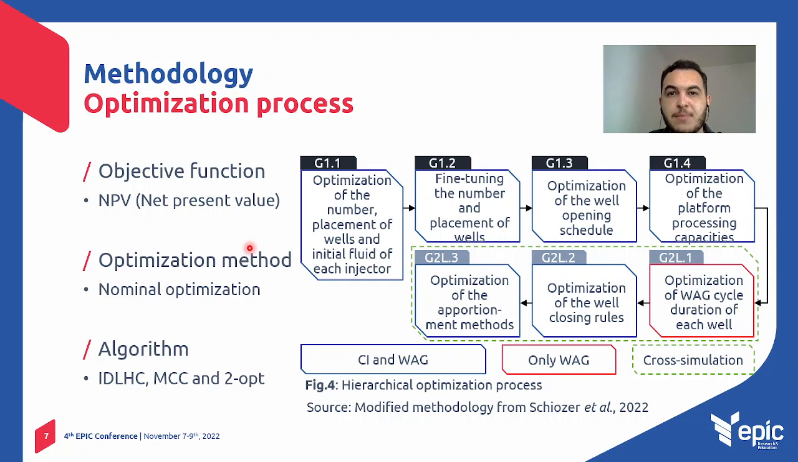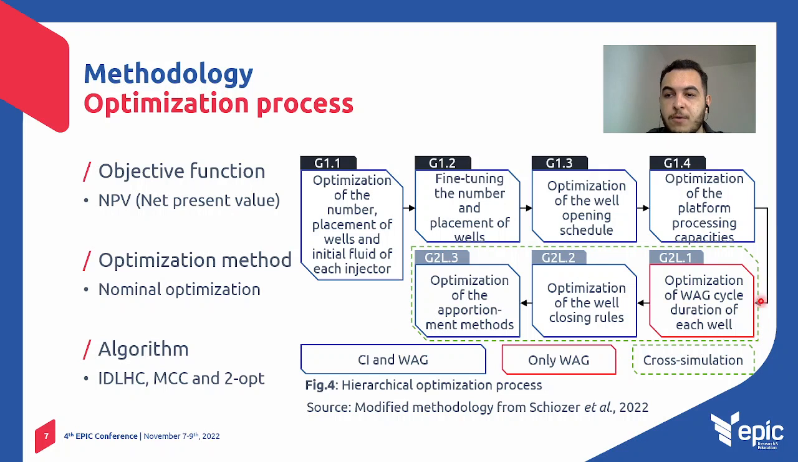To assess my best strategy during the optimization process, I consider the net present value as an objective function, a nominal optimization method, and some algorithms to maximize the objective function, such as IDLHC, MCC, and 2opt. The first is a global optimizer, and the others are local optimizers. I consider this hierarchical optimization process to assess my specialized production strategy. This hierarchical optimization process was divided between G1 and G12 decision variables. I will not discuss all of these subgroups, but the idea is to implement all of these steps in the process to select my specialized strategies.